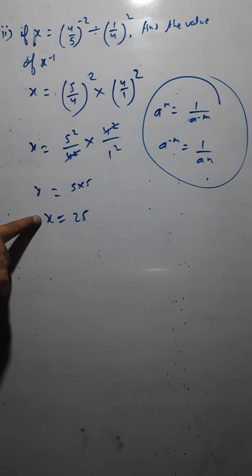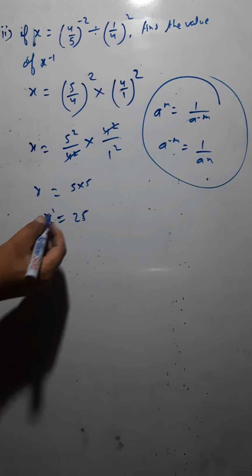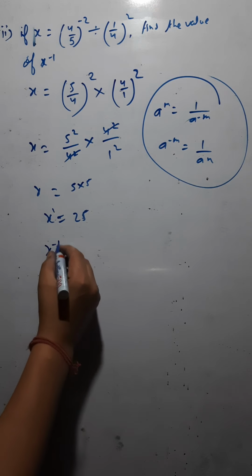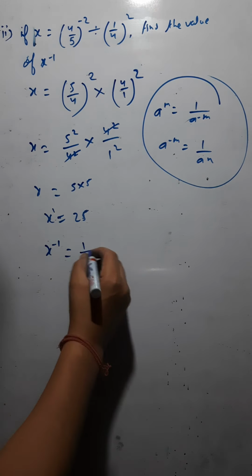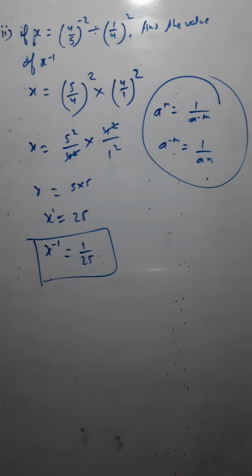Nothing is written here, it means the power is 1 there, no? You have to remember this. It is x raised to the power 1, which is 25. So if I am writing it as x raised to the power minus 1, I would have to write the reciprocal of this. So it would become 1 by 25. So this would be the value of x raised to the power minus 1. Getting it? Okay, just solve it.